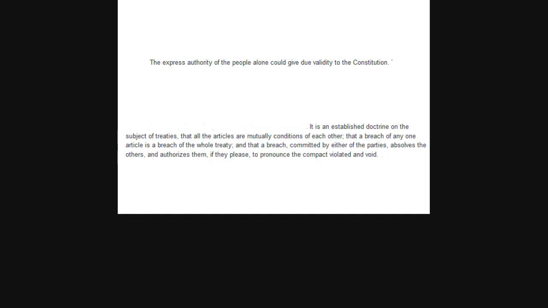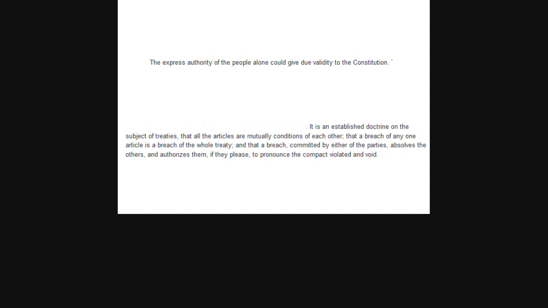The first reason, in Madison's words in Federalist 43, is that the express authority of the people alone could give due validity to the Constitution. It's based on the principle that the people give the government power, not that the government gives rights to people. And that's what the entirety of the United States is founded upon.